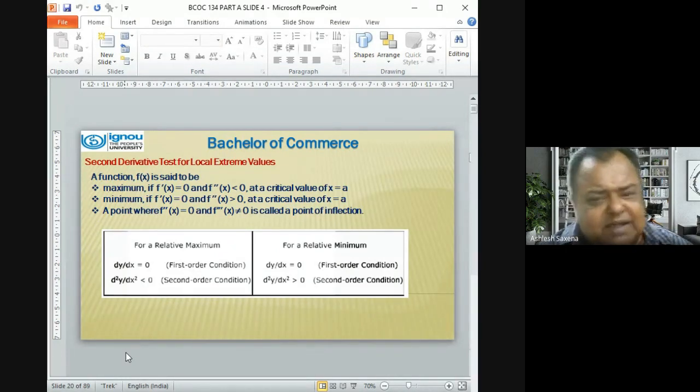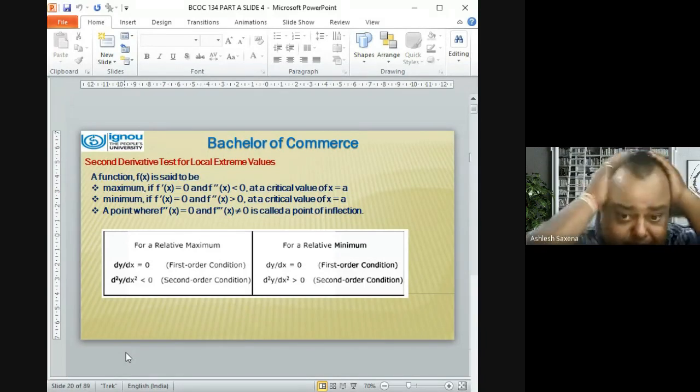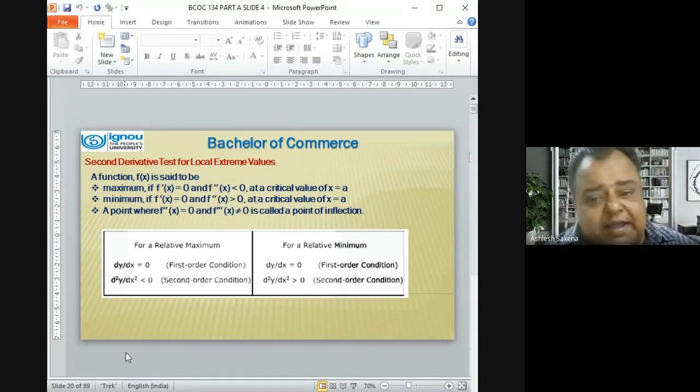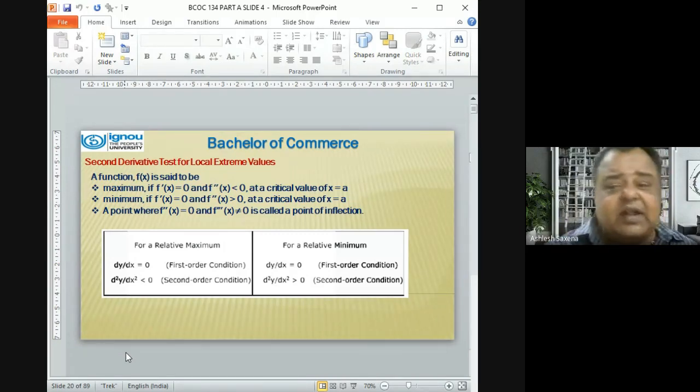So, in short, you can see that for maximum, we have to calculate dy by dx, and then the second derivative. The second derivative has to be less than 0. And if the second derivative is greater than 0, it is a local minimum.